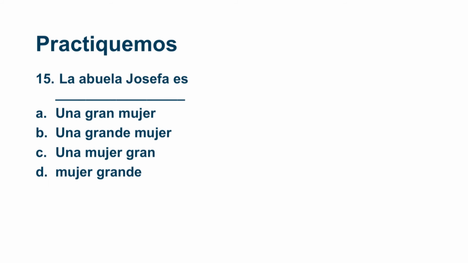La abuela de Josefa es. In this one, we're going to encounter something different. Mujer grande, a big woman. Una mujer grande doesn't make sense because it will have to end in this. Una grande mujer, we will have to shorten this. So our options are una gran mujer o una mujer grande. Since there is no un here, this is our option. La abuela es una gran mujer. She is an exceptional woman, not a big or large woman.